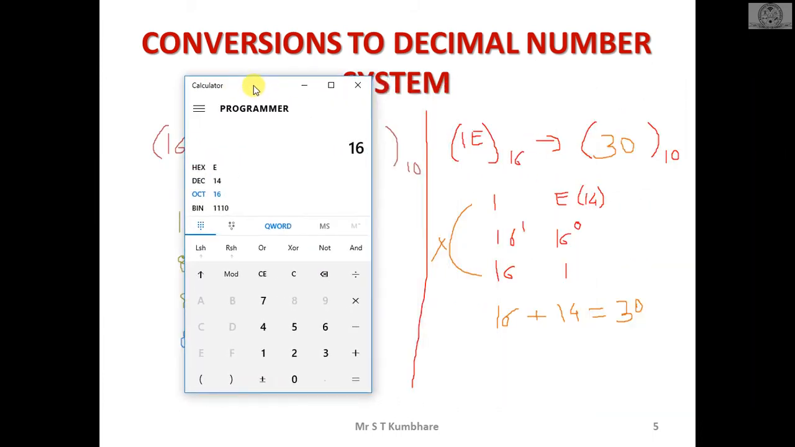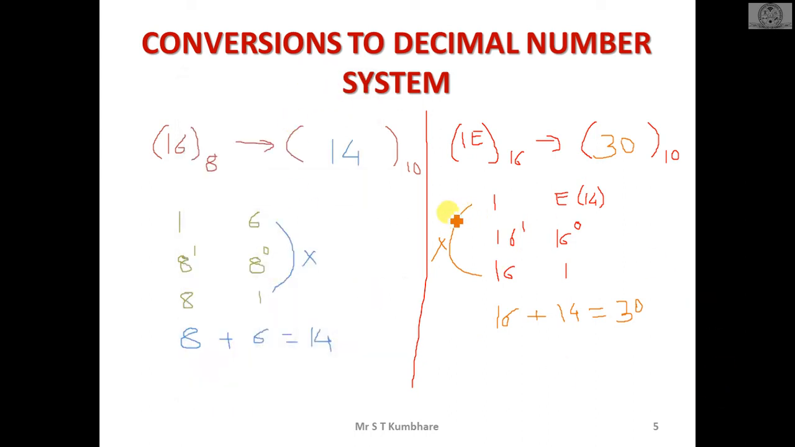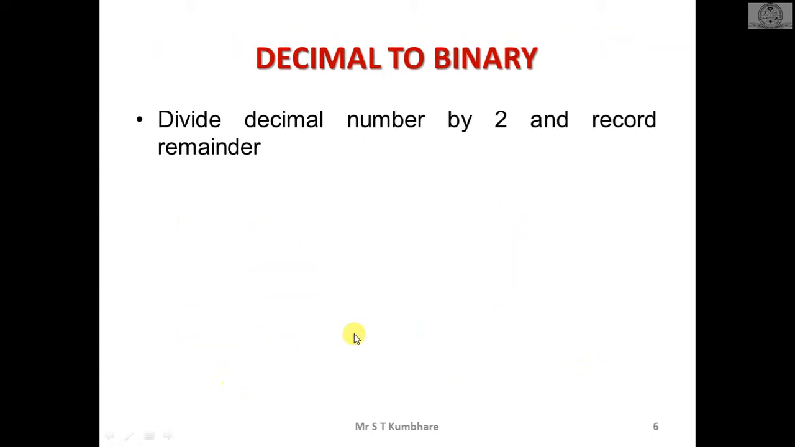Okay. So I want to write down 1E in hexadecimal, 1E in hexadecimal as decimal value 30. So like this we can convert. I hope all of you got this, and we'll move to the next slide.